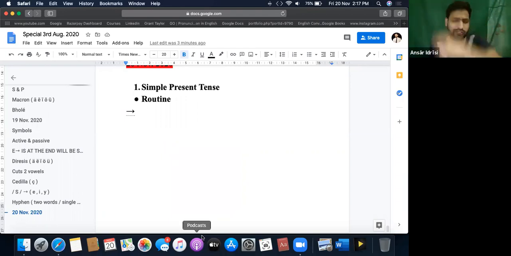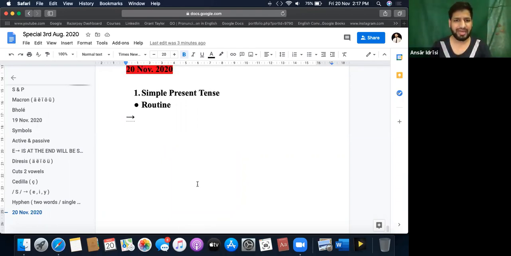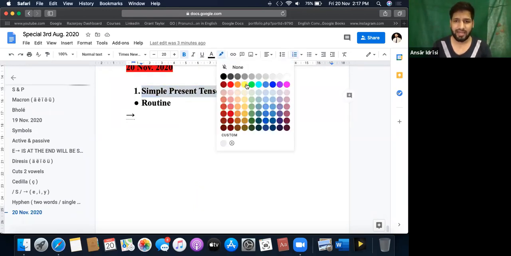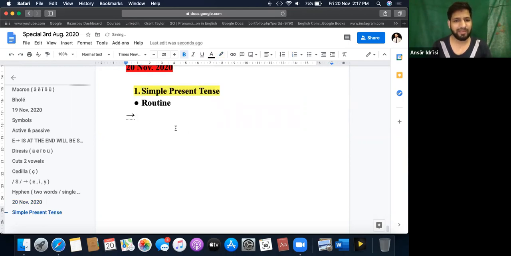Okay, so I'm going to give you the tenses here, and we have done tenses in our class. The first tense I'm going to share with you is the simple present tense. Now, when do we use simple present tense? Can you please tell me? We use it daily, especially for routine.